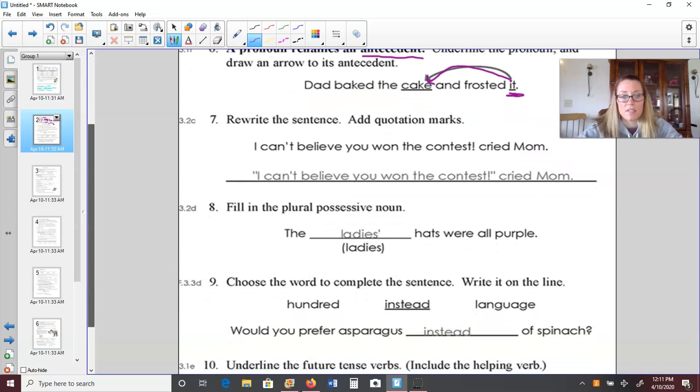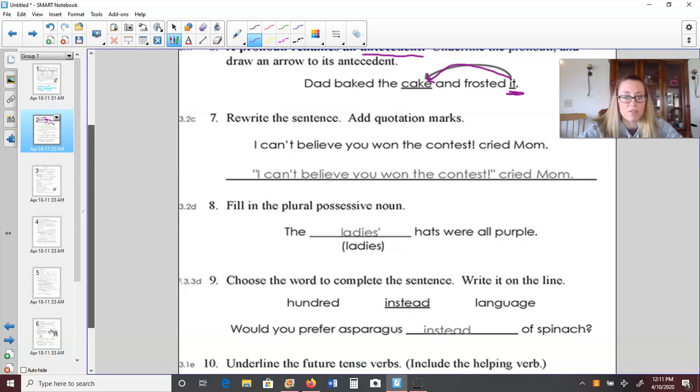On number 7, we needed to add quotation marks for our dialogue. "I can't believe you won the contest," cried Mom. Well, remember, quotation marks go around the exact words of what our speaker is saying. And so we put quotation marks around I and after the exclamation mark. "I can't believe you won the contest." That's what Mom is saying.